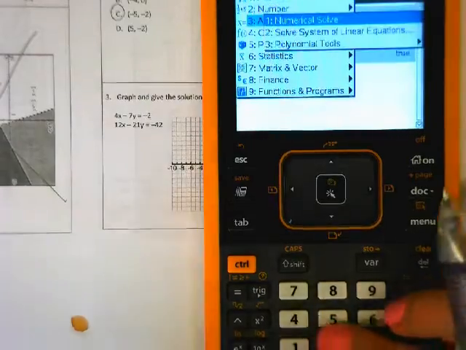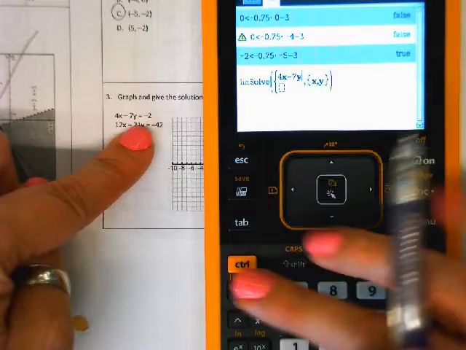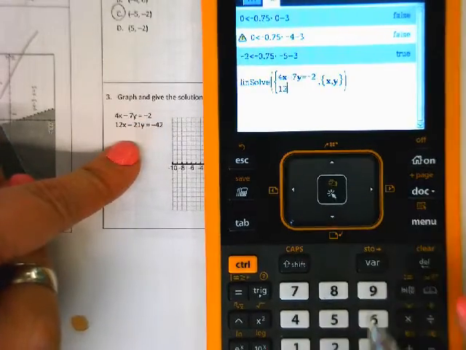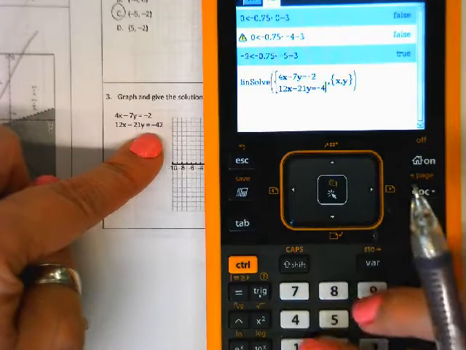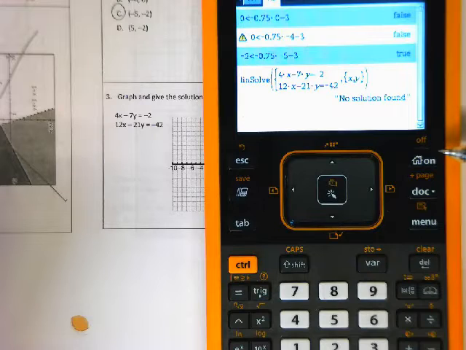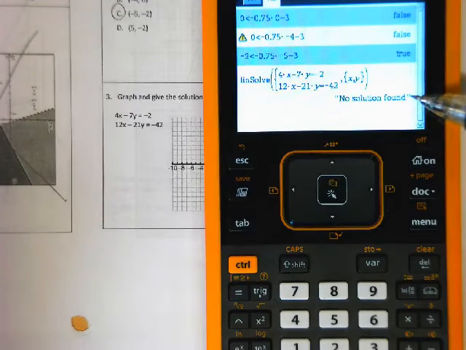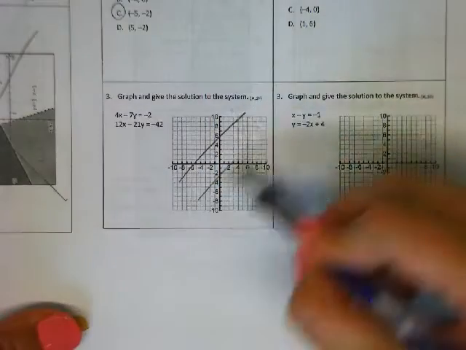Menu, 3, 2. And we did one like this on our warm-up. 4x minus 7y equals negative 2. 12x minus 21y equals negative 42. What does this mean? No solution found. They're what? I understand that. What does this mean? We will go when we are done. What does that mean about the lines? They are parallel. They're going to be like this.